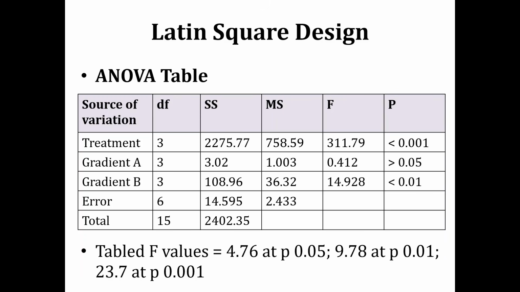At a probability of 0.001, the critical value is 23.7, and we can see that the value of our gradient B is not higher than this one. So our gradient B is also exerting a significant effect, but this effect is highly significant. It is not very highly significant. So here we have the Anova table.